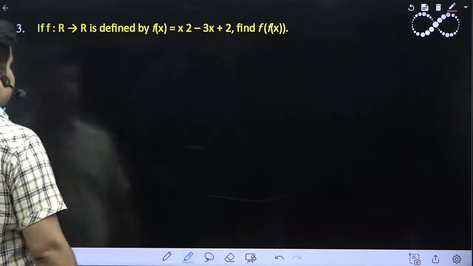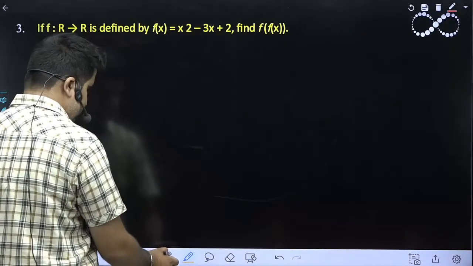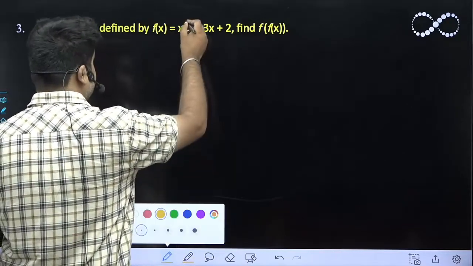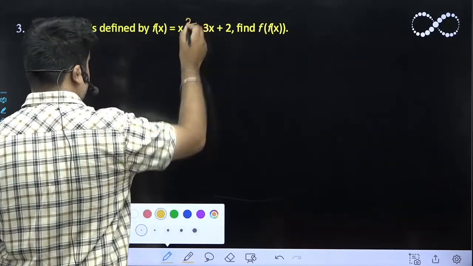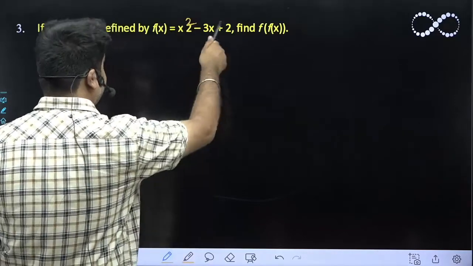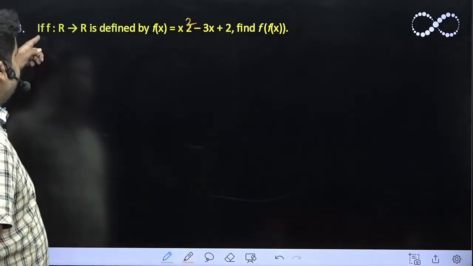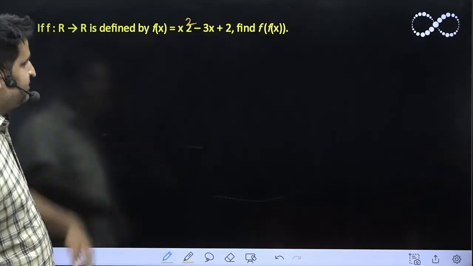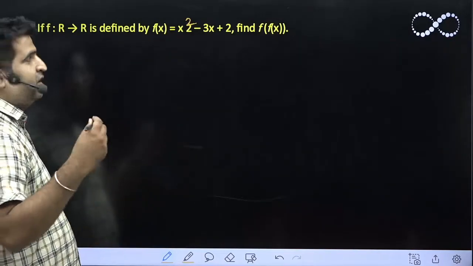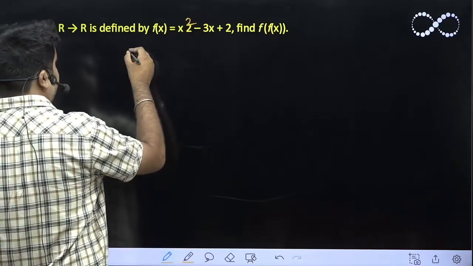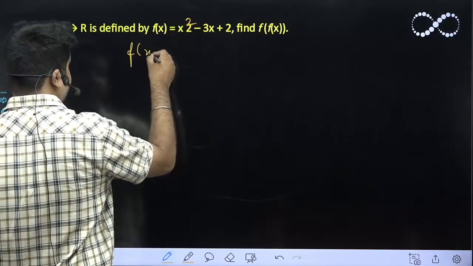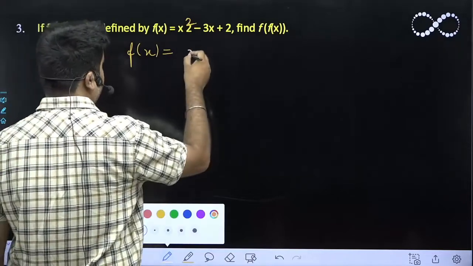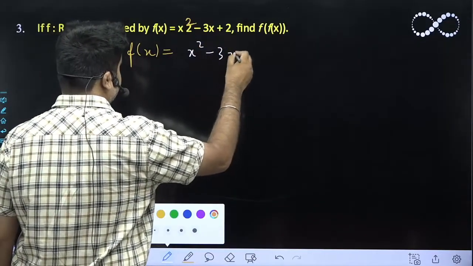Now this, you have to make a little correction over here. This is actually square. This is x square minus 3x plus 2. So this function f is defined from R to R as x square minus 3x plus 2. We have to find f of f of x. Okay, so what is f of x? This is equal to, let's switch to the white one, x square minus 3x plus 2.